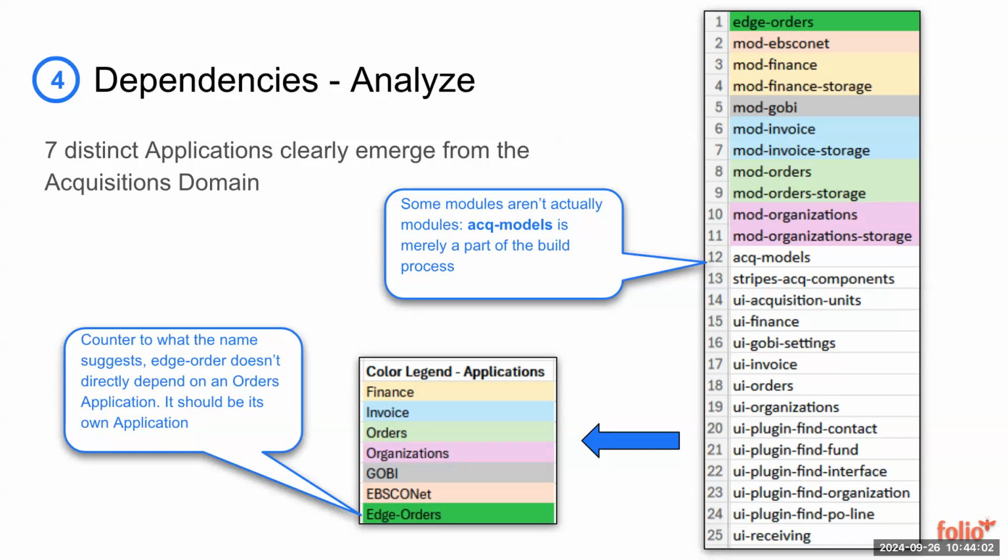And we can color code and group together the modules that, on the last diagram, we saw were logically going to be combined into a type of application. Some oddballs show up. We have this here, act models, which looks like a module. It showed up in our first extraction, but it turns out it's not really a module. It's just a build component. It's used to build the different modules that are related to acquisitions. So we have to exclude some of those, or at least find a place for that to live in the application space.